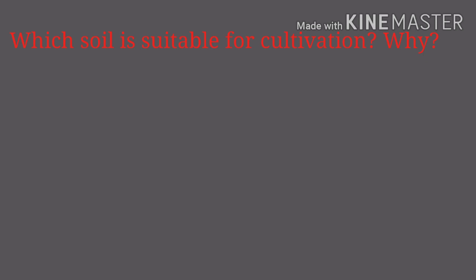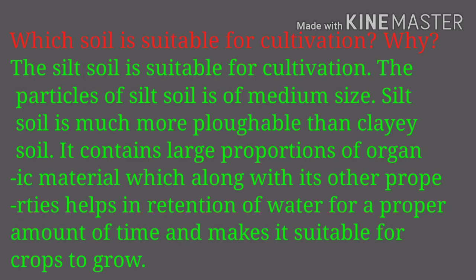Which soil is suitable for cultivation? Why? The silt soil is suitable for cultivation. The particles of silt soil are of medium size. Silt soil is much more pliable than clay soil. It contains large proportions of organic material, which along with its other properties helps in retention of water for a proper amount of time and makes it suitable for crops to grow.